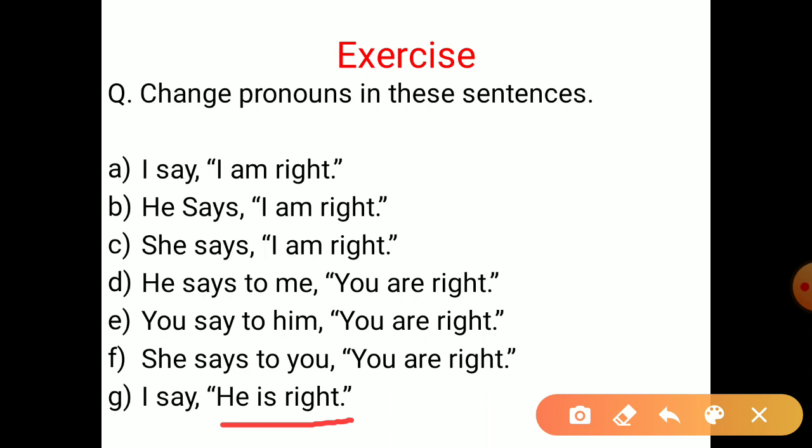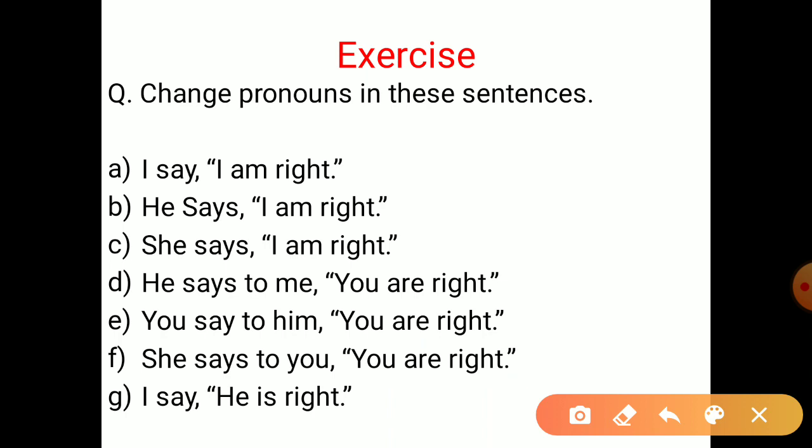In this reported speech, he is used. He is a third person pronoun. So in case of third person pronoun, there is no change. So when there is no change, the sentence would be like this: I say that he is right. So that is all about first person, second person, and third person pronoun.